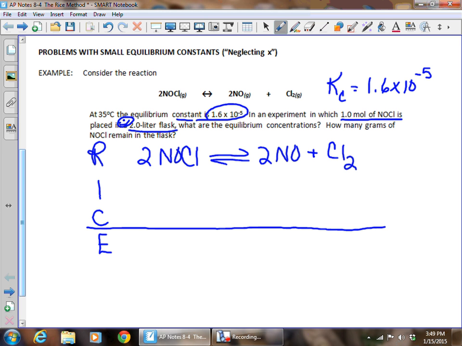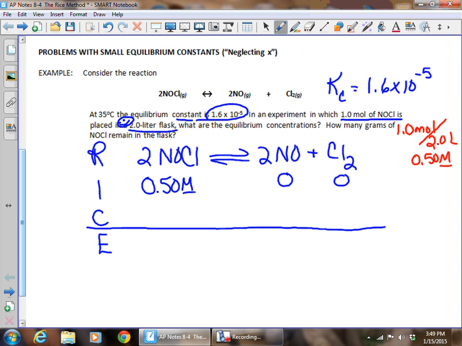It says we're beginning with 1 mole of NOCl in a 2-liter flask. Well, the very first thing we've got to do is get that converted to molarity, moles per liter. So if we've got 1 mole and it's in a 2-liter flask, then we've got a 0.5 molar solution, technically 0.50. So that's going to be our initial concentration of our NOCl, so 0.50 molar. And at the beginning, we just put in some NOCl. At the beginning, there are no products, so both the NO and the Cl2 are going to be 0 to begin with.